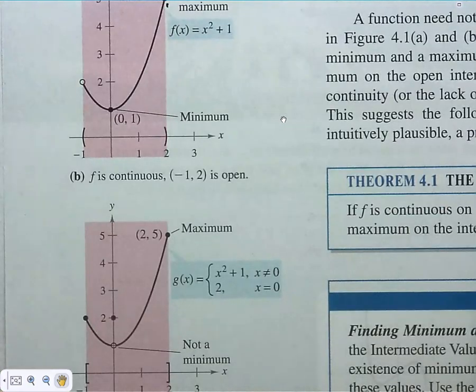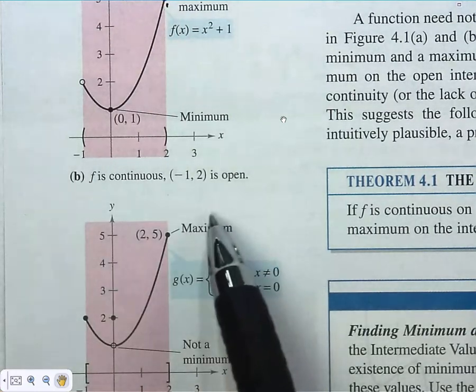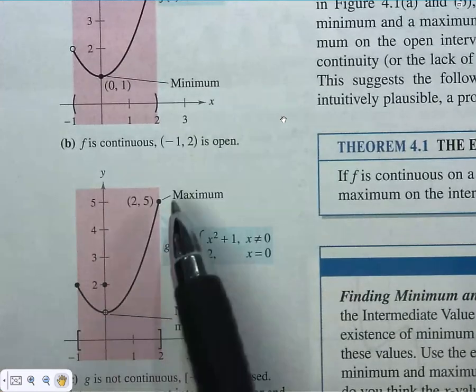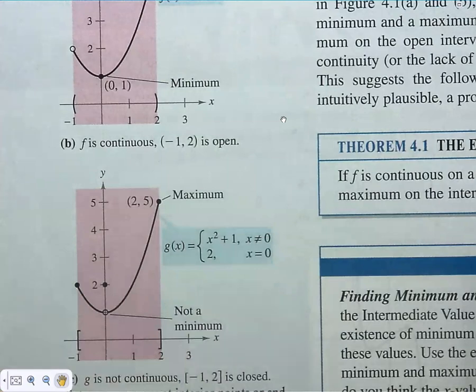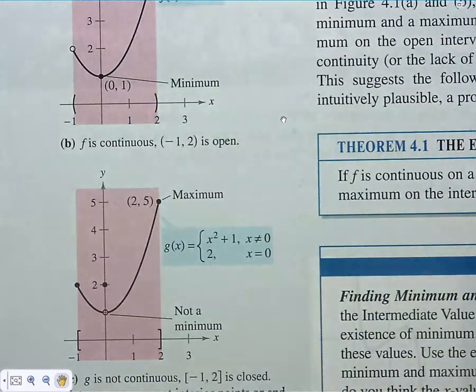closed interval. In the b part, the endpoints weren't included, which means it wasn't a closed interval. And in the c part, the graph wasn't continuous everywhere on the interval, and that's why those two were not guaranteed to have a maximum or minimum value. But if you have a function that is continuous on a closed interval, then it's going to have an absolute highest point and an absolute lowest point.